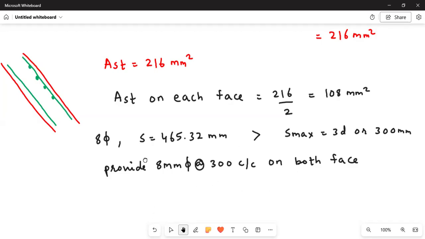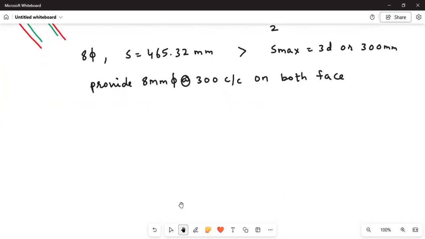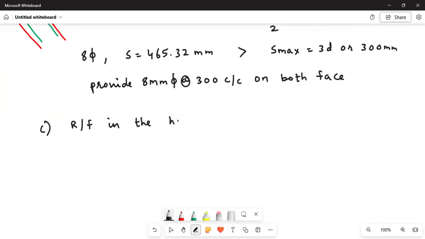So next we have C, reinforcement in the horizontal direction. To find the reinforcement in the horizontal direction, first you need to find the normal pressure acting on the sloping slab, acting on the hopper bottom.